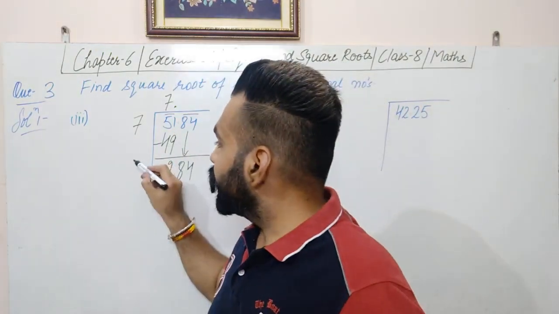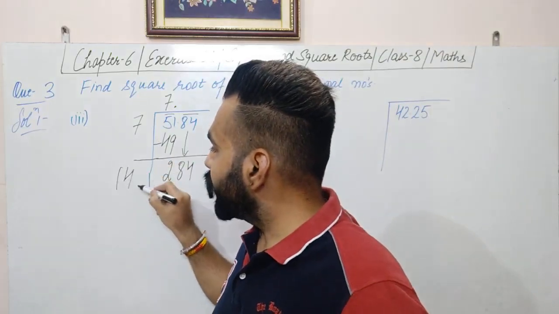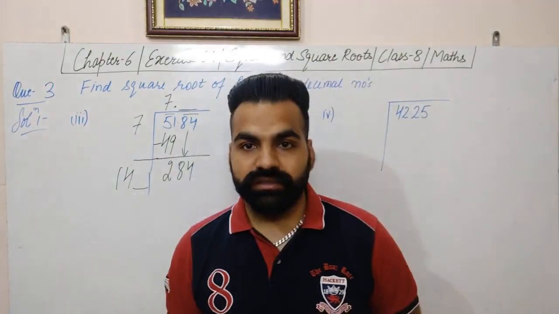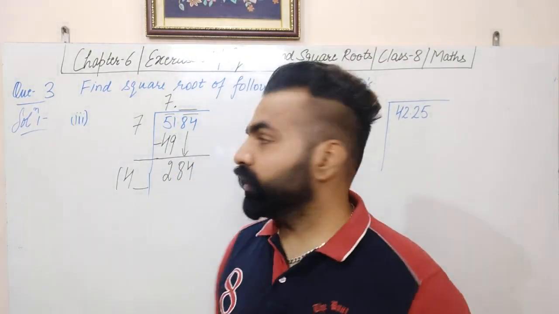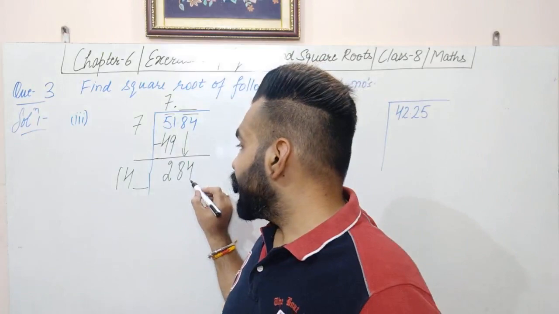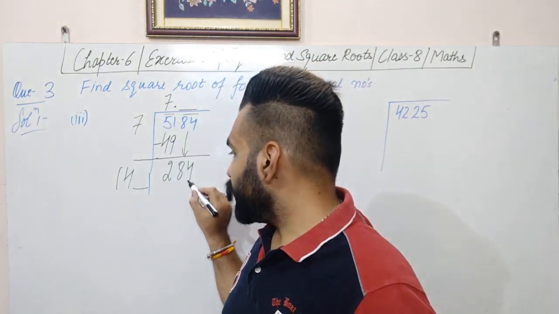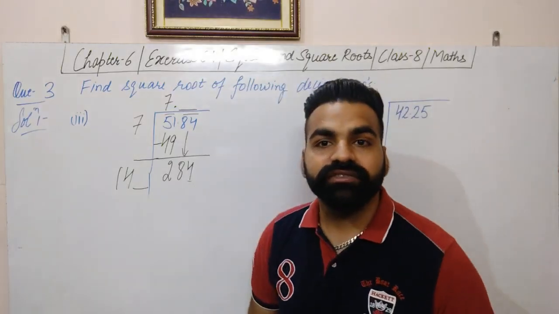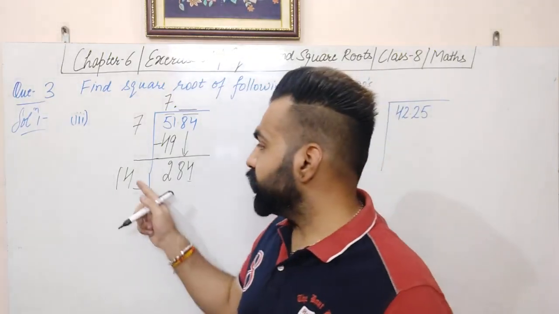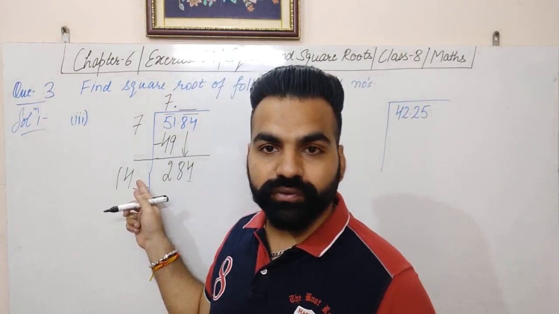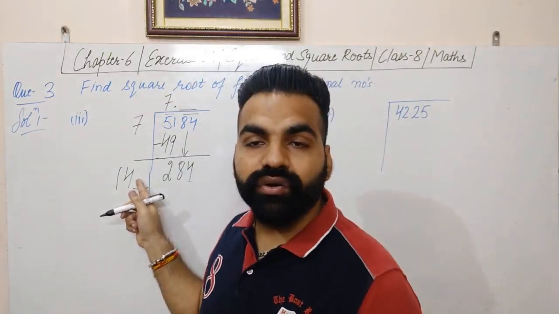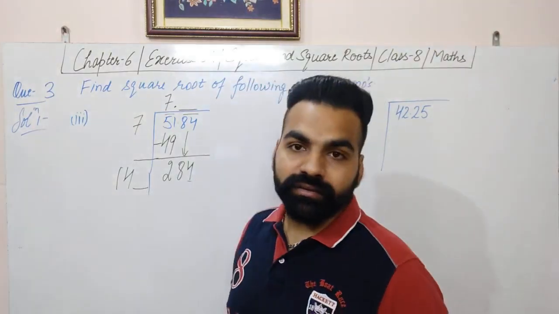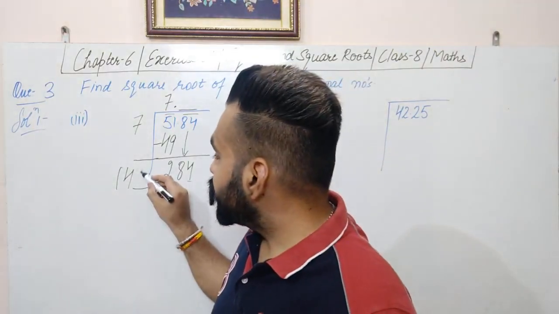Now we will double the divisor, 14, and we will put blank on these two places. Now we have to think of a number. We can see that the digit here is 4. So whenever the unit digit is 4, we can take only two numbers here, that is 2 because 2 square is 4, and we can take 8 because 8 square is 64, and in 64 the unit place is again 4. So first of all we will check for 2.